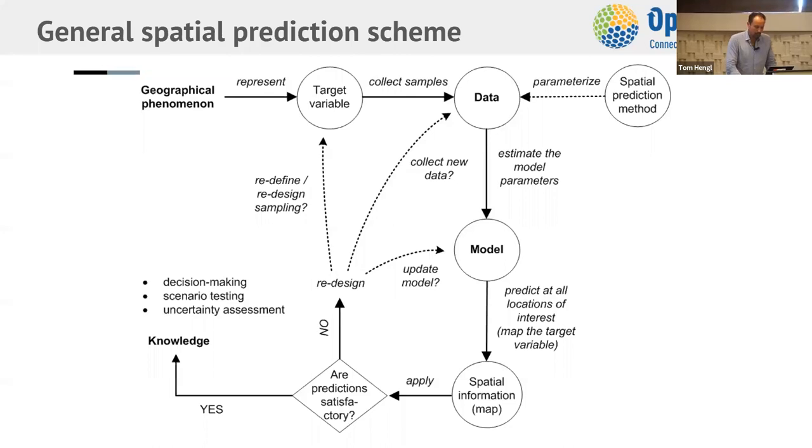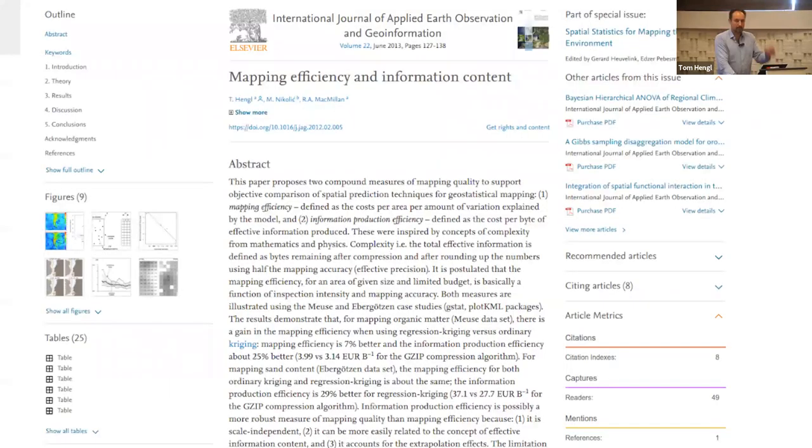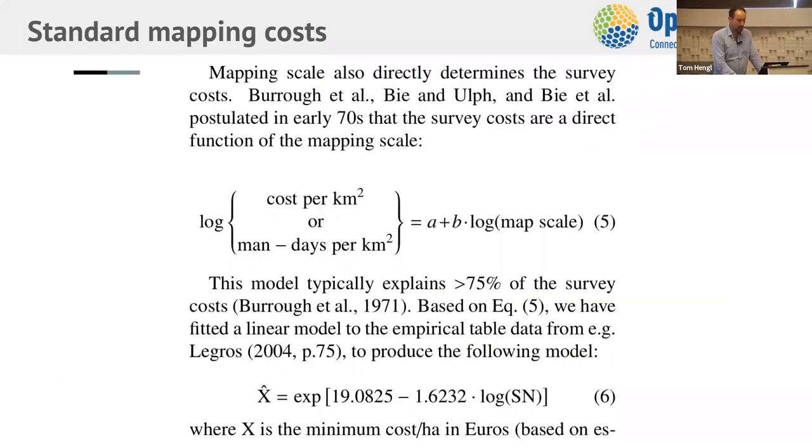Back in 2013, we wrote this article on mapping efficiency. It's a bit more theoretical article. So we look at what are the key variables of engineering the spatial prediction and mapping processes. If you look at the classical literature in soil mapping, they will say, well, usually cost is very important. So when you do soil mapping, of course you want to have full control of the cost and you want to be sure how much you're going to spend, how much time and effort you need.